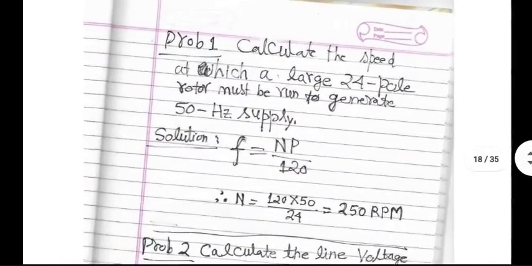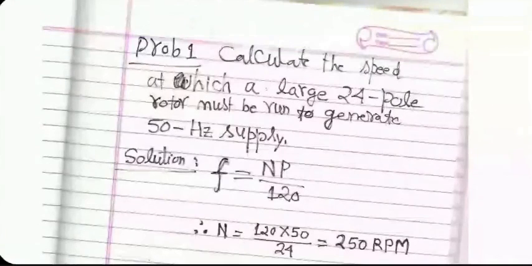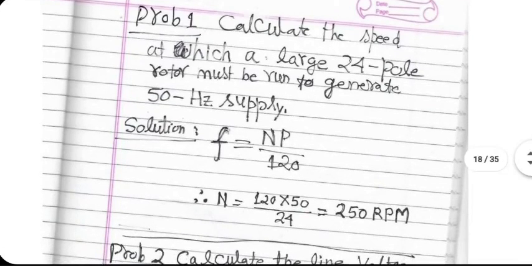A simple numerical example. Calculations are not difficult, but you need to appreciate the kind of numbers involved. Calculate the speed at which a large 24-pole rotor must be run to generate 50 Hertz supply. Equation to use is very simple, N P divided by 120. Even mechanical engineers remember it all the time. N is the unknown, F is 50 Hertz, P is 24. So you take the calculations from there.